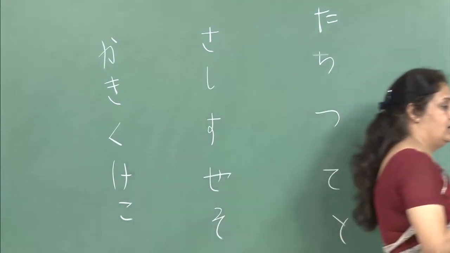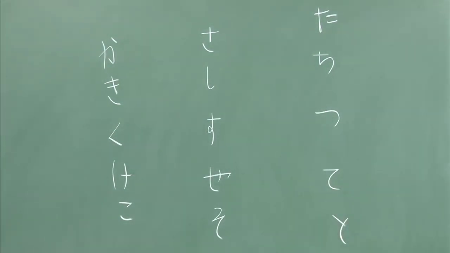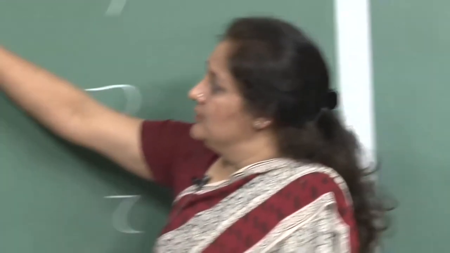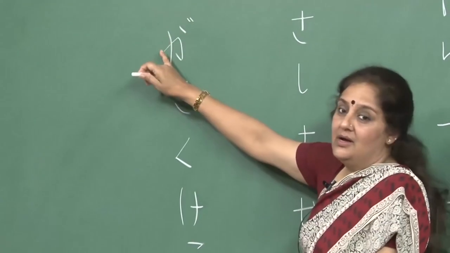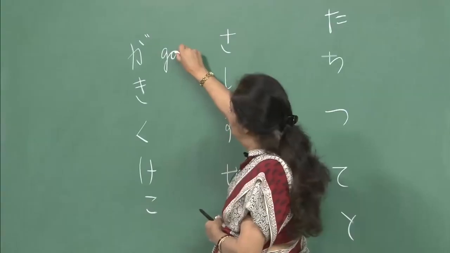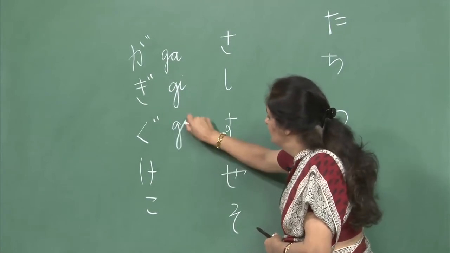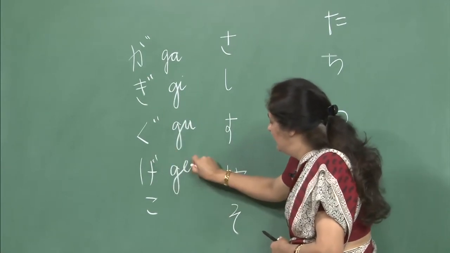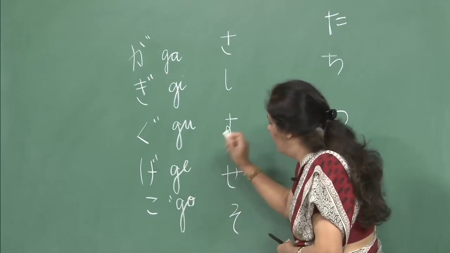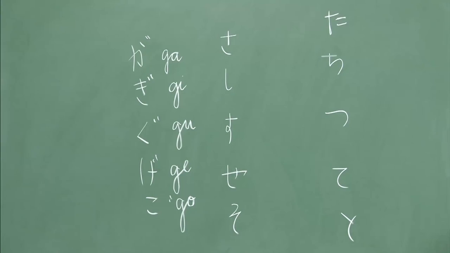So now, with the help of this, we will do another set today, which is the ga set, the G sound, which is a slightly nasal sound. So just by adding two symbols over here, from ka, you can make it into ga. Ga, gi, gu, ge, and go. So you could repeat after me please. Ga, gi, gu, ge and go.